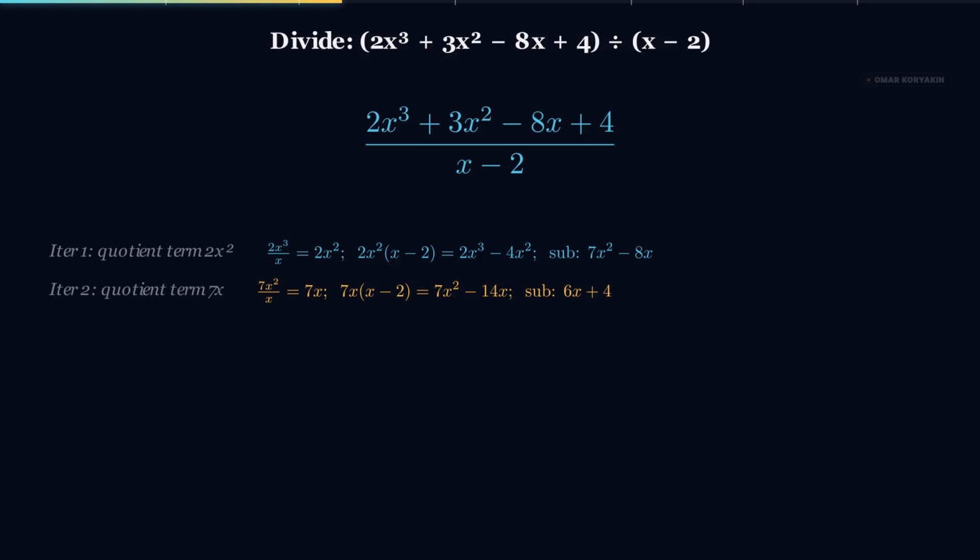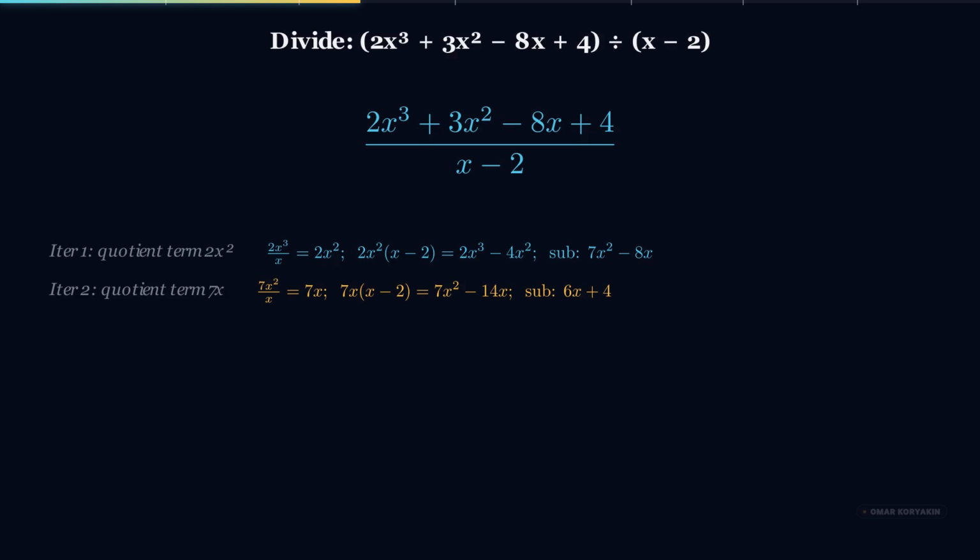Step 2. Divide leading by leading again. 7x squared divided by x equals 7x. This is the second term of the quotient. Multiply the divisor x minus 2 by 7x, which gives 7x squared minus 14x. Subtract: 7x squared minus 8x minus the quantity 7x squared minus 14x equals 0 plus 6x.